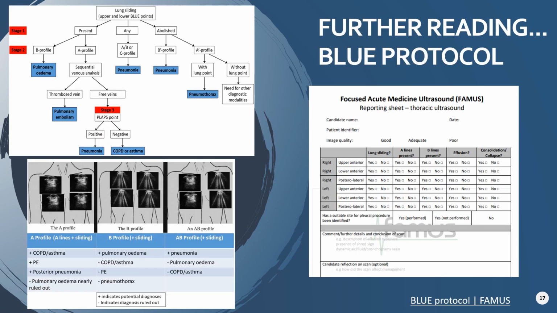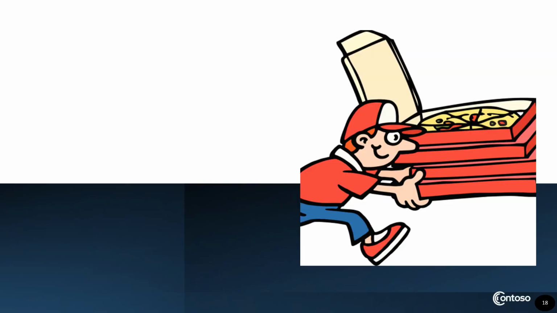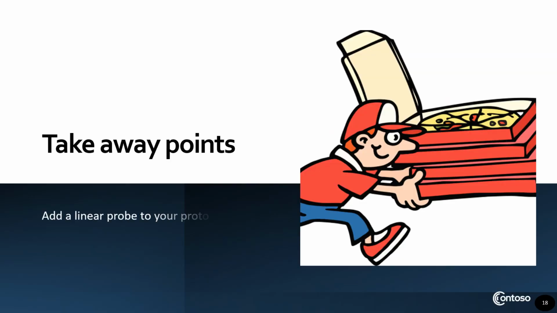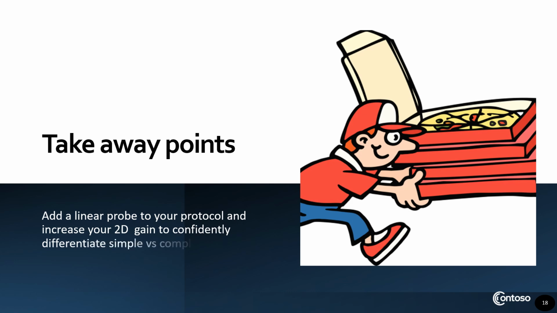This is an interesting bit of research done in France by some ICU doctors on lung ultrasound. Makes for good extension if you want a bit more info on things, a bit more depth. Quite successfully differentiating a number of lung pathologies. There's a simplified version in the image below and quite a good worksheet. And then some takeaway points. Add a linear probe to your protocol and increase your 2D gain to confidently differentiate simple versus complex effusions.